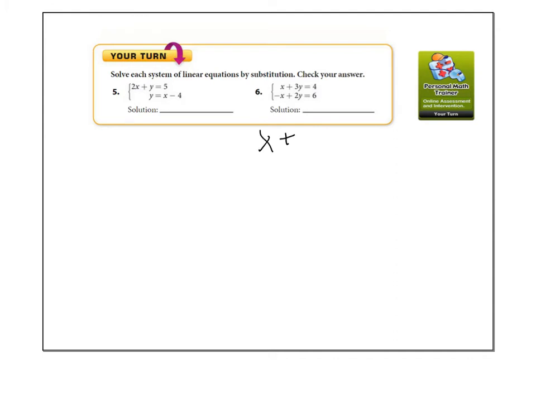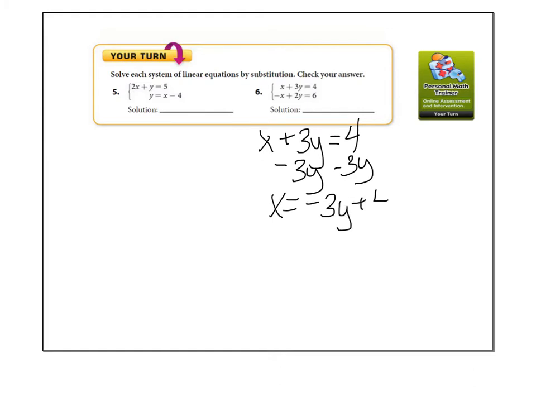X plus 3y equals 4. And we're going to subtract 3y on both sides. If you're graphing, you have to have a y by itself. But in substitution, it doesn't matter. So x equals negative 3y plus 4. I'm going to go ahead and put the variable first because that's what we're used to doing.